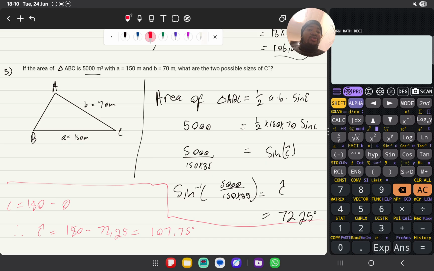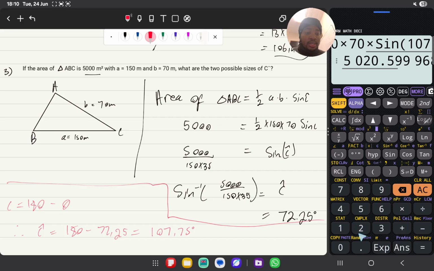And what we can do now is let's try to see if when we use the area formula we'll actually find 5,000 for both values. Now just to see, we have 0.5 times 150 times 70 times sine 72.25. Look at the value we get. Rounded to the nearest whole number, we're getting 5,000, right?